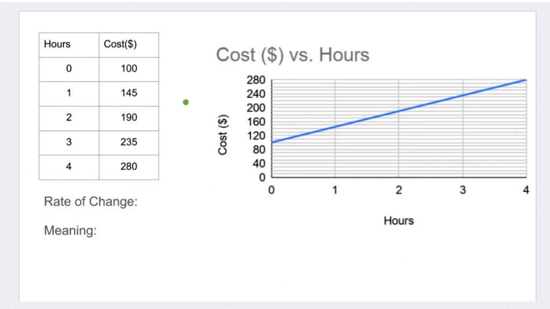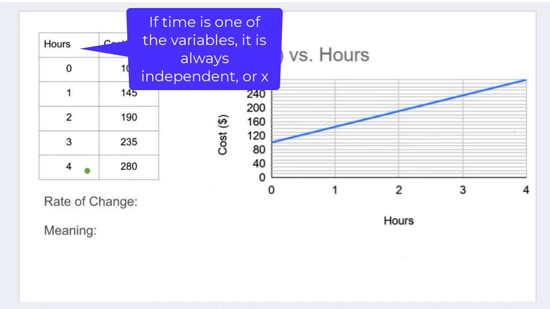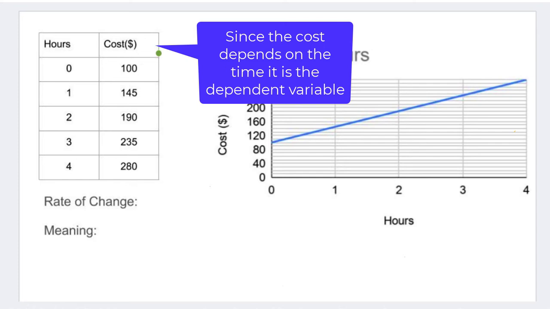They're the same function. So if we want to find the slope, again, we're looking at rise over run, change in y over change in x, or delta y, delta x. Delta just is the Greek letter D for difference. So over here, the independent variable is time in hours. Time is always independent. And the dependent variable is cost in dollars.